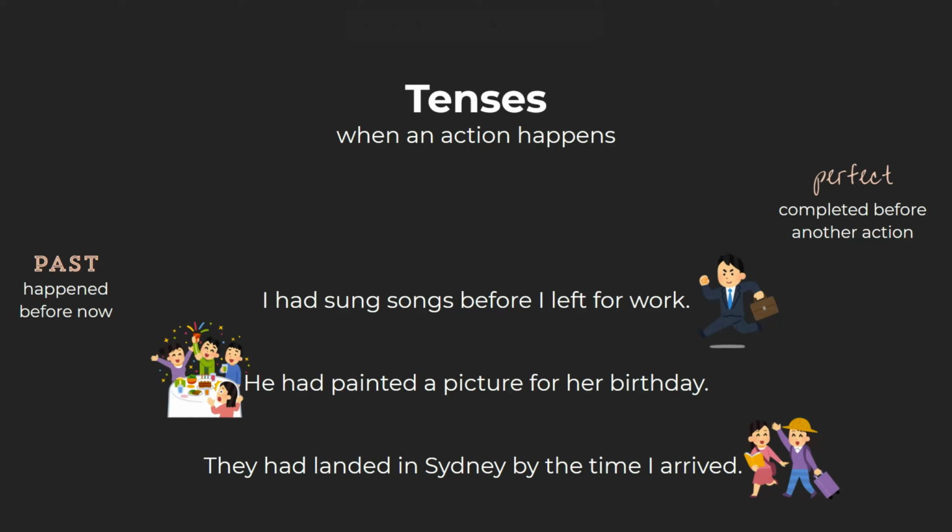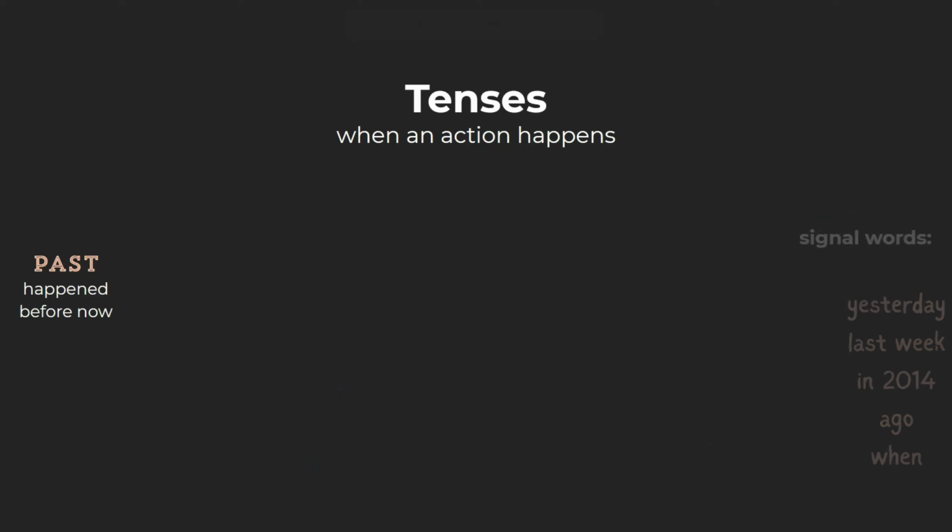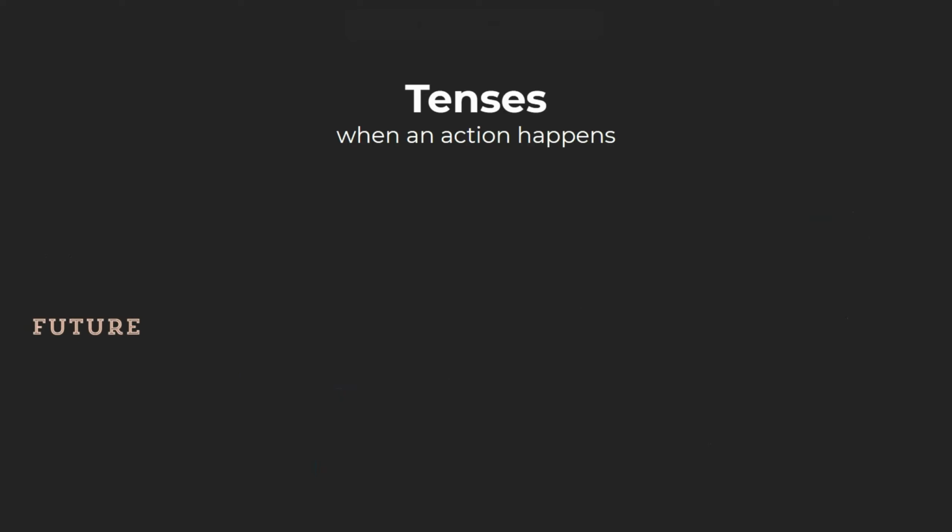Like the present tense, the past tense also has signal words. Signal words for the past tense include yesterday, last week, in 2014, ago, and when. Again, these signal words help pinpoint which tense we're in. And now we'll take a look at the future tense. The future tense is used for actions that will happen.